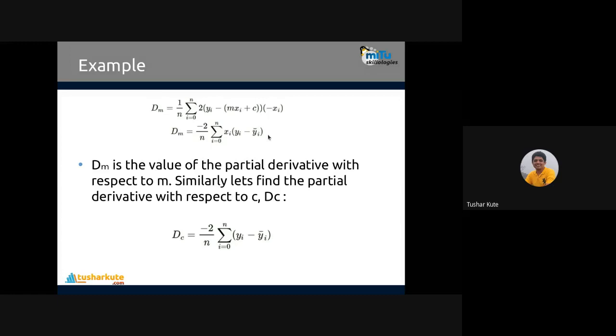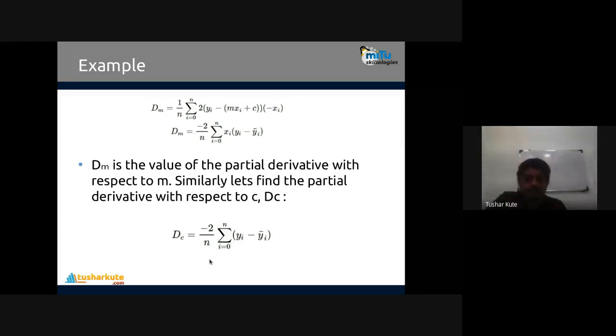Then we'll calculate the partial derivative with respect to c. With respect to m, which is your coefficient, the weight that you multiply, and second is the c which we add. Similarly, let's find the partial derivative with respect to c. Dc is equal to minus 2 divided by n into summation of i is equal to 0 to n of (yi minus yi bar). This is Dc, that is, the partial derivative with respect to c is calculated.